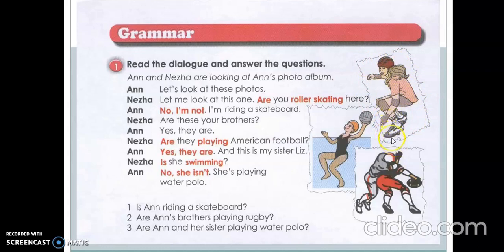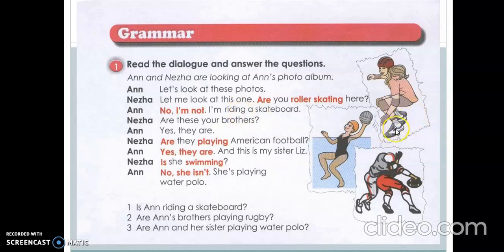Anne says, no, I am not. She means, no, I am not roller skating. I am riding a skateboard. So here we have the verb to skate, and here the verb to ride. So if you look at picture number 1, Anne is not roller skating. She is riding a skateboard. This is a skateboard.